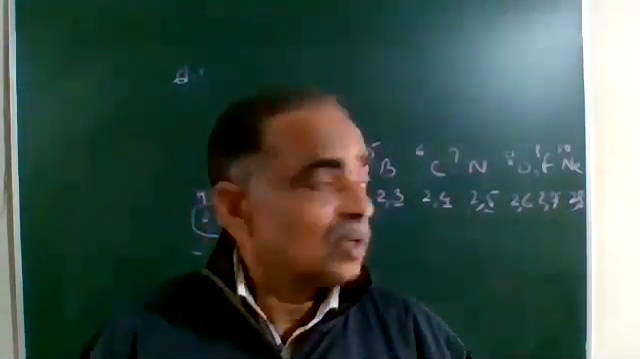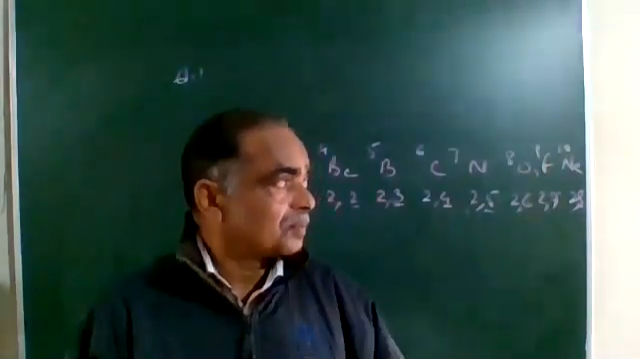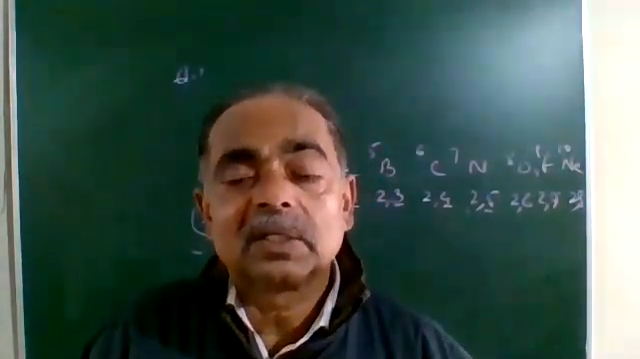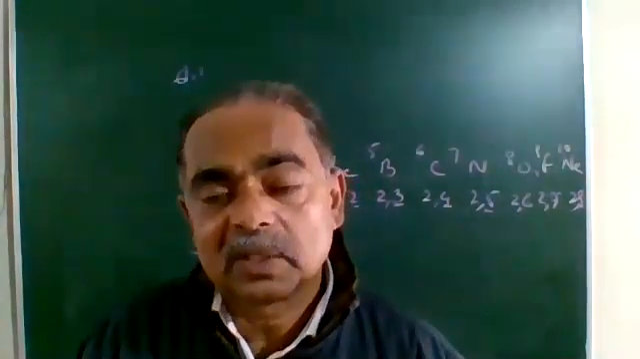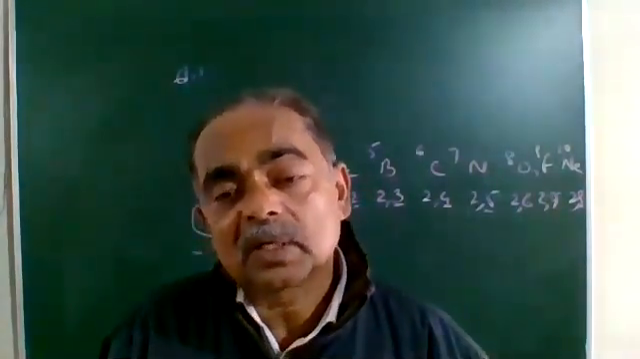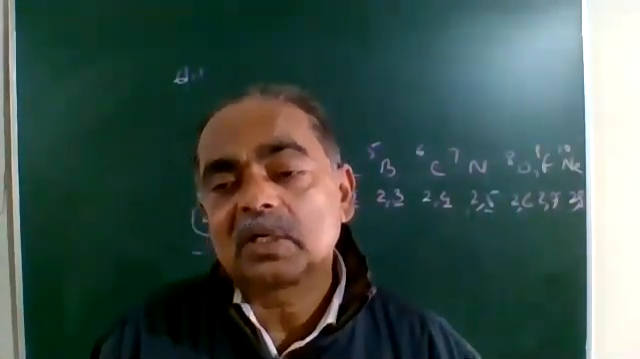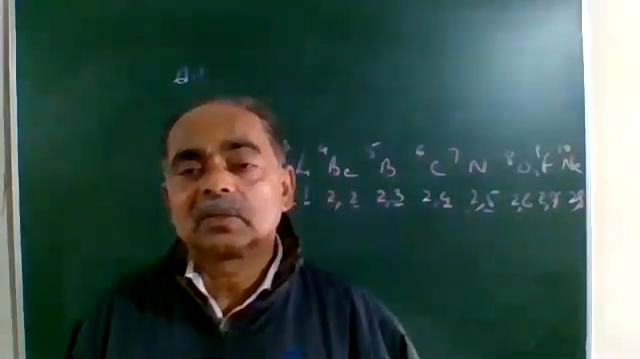Understood? And where would you find the most electronegative element? Left to right, electronegative character increases. So extreme right is the most electronegative. And top to bottom, electronegativity decreases. So what can we say, the extreme right top corner is the element which is most electronegative.